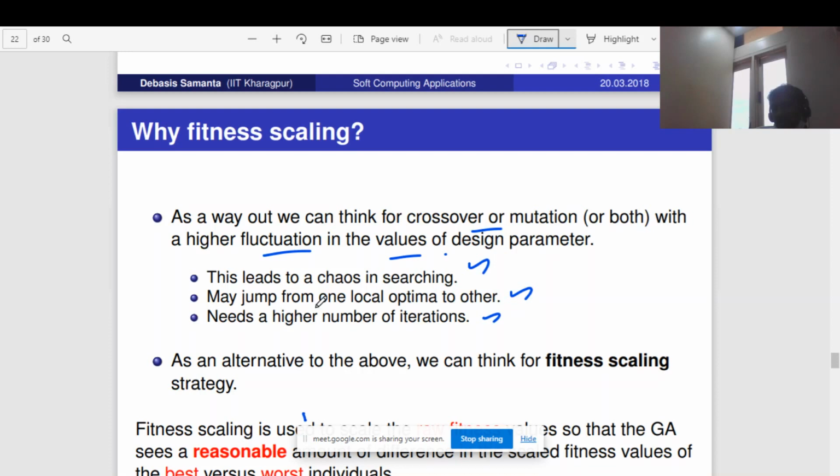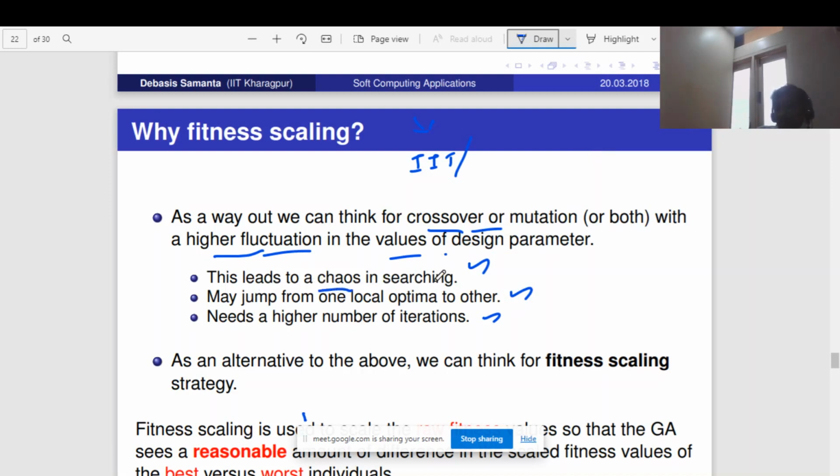Okay. So this is like what I said previously. If Microsoft wants to identify the best individual, it uses this first method. As a way out, we can think of crossover or mutation with a higher fluctuation. Higher fluctuation means increase the range. Now if Microsoft wants to pick somebody, probably they will go to IITs and IIMs. But somebody says to Microsoft that not all good students are in IIT and IIM. Maybe good students are in some other colleges also. But if Microsoft wants to conduct interviews in all the engineering colleges in India, that is not possible at all. So that will lead to chaos.